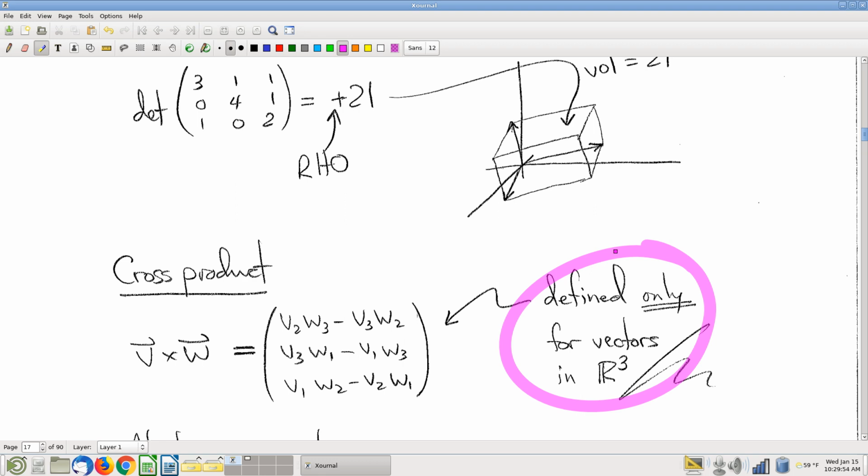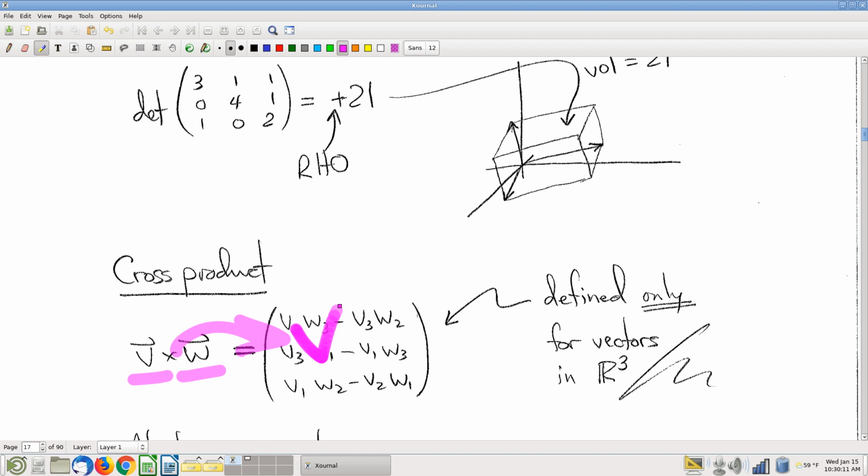Now, quick asterisk. There is a construction in other dimensions that has a lot of the features of the cross product, and it's very neat, but it's not really a product. This other construction is not what we call a binary operation, where you give me two things and out comes another thing. And I think of products as being binary operations. So these other higher dimensional cross products are not products, and in fact we don't even really call them cross products.